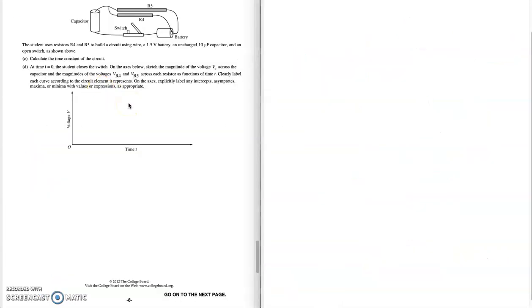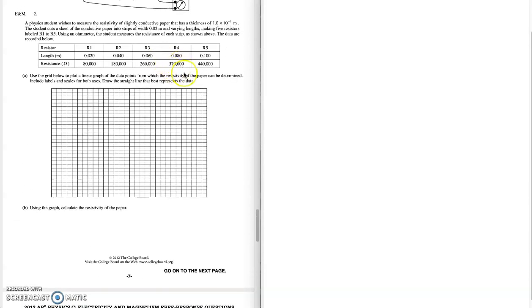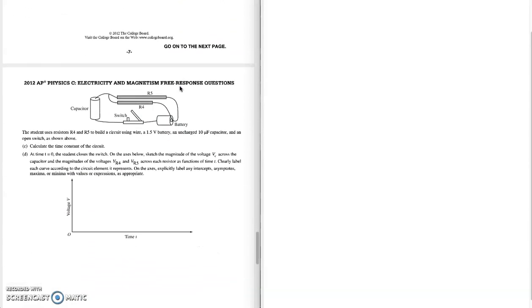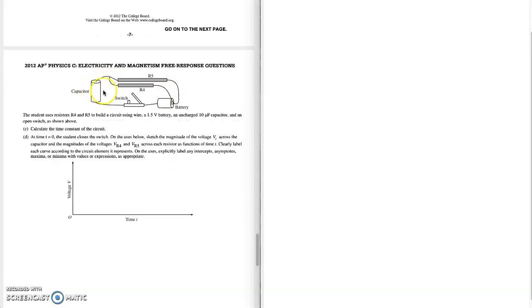All right, now they tell us we're going to get these strips of paper and choose 4 and 5, and they gave us resistance values for R4 and R5. That's very convenient of them. And we're going to put in a battery, a capacitor. They give us values for that, and an open switch. All right, the time constant is going to be the resistor that's in series with the capacitor. Now these two resistors are in parallel with each other, but then they are in series with the capacitor.